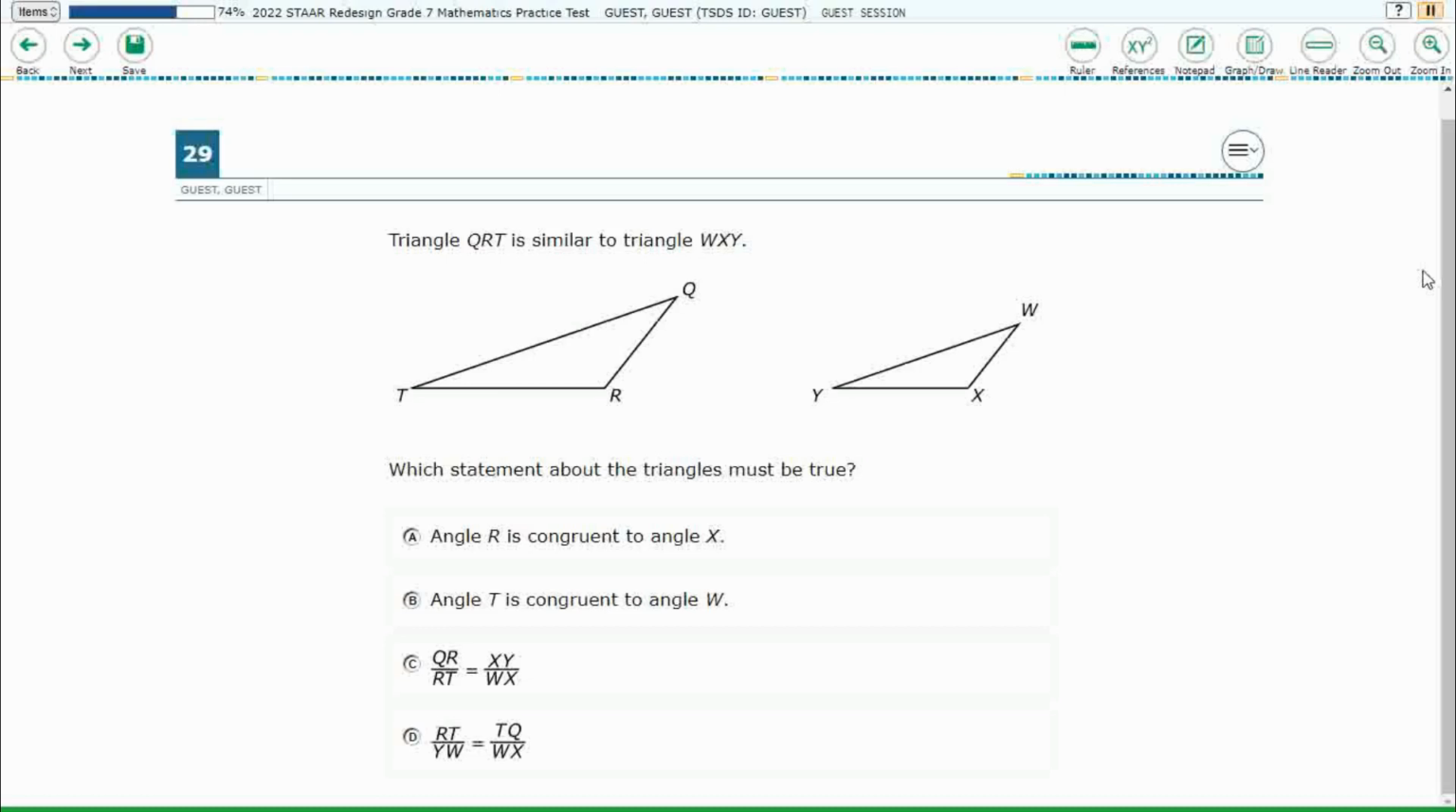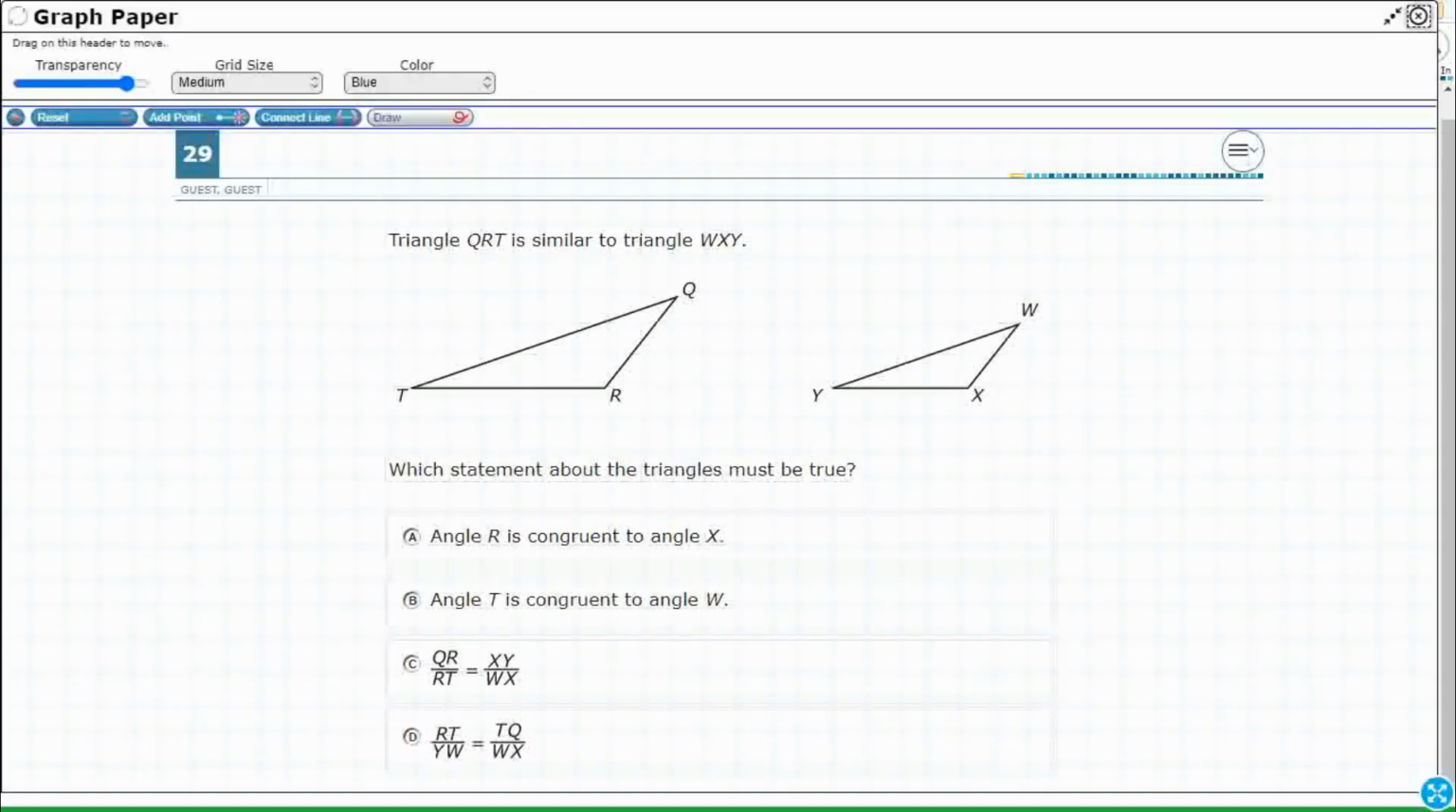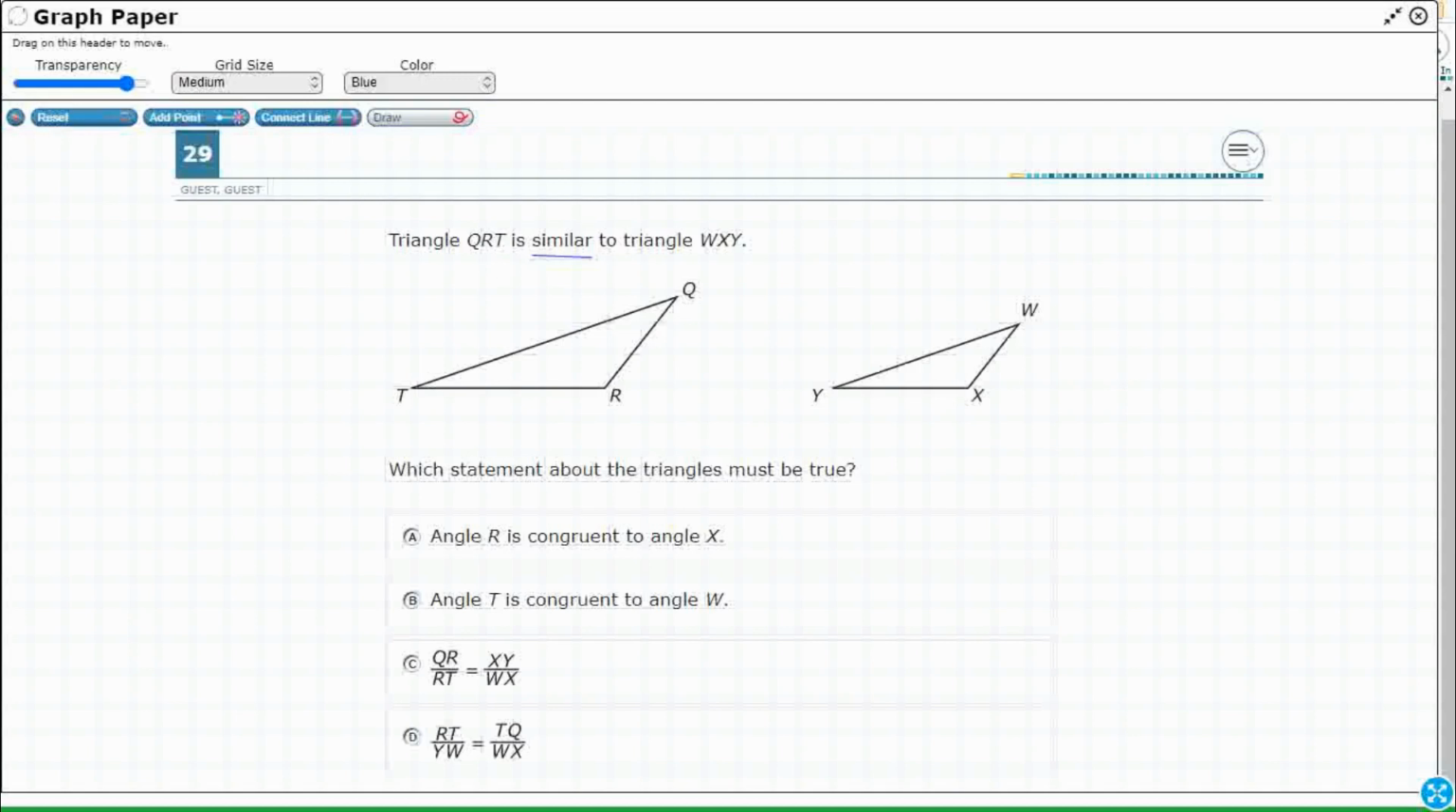So we've got two different triangles here, QRT and WXY. We need to find a statement that is true. The key word here is this word similar. If we know what that means, this is a fairly simple problem. It's not the same as congruent. When we're dealing with congruent, that's the same size, same shape. Similar means same shape, but different size. And so that's one of the key differences.